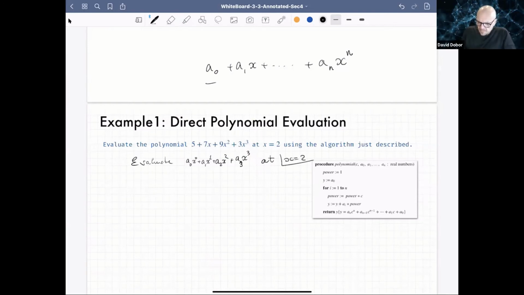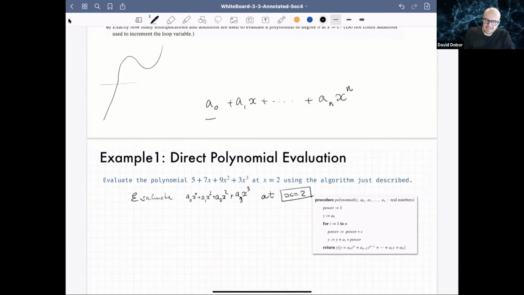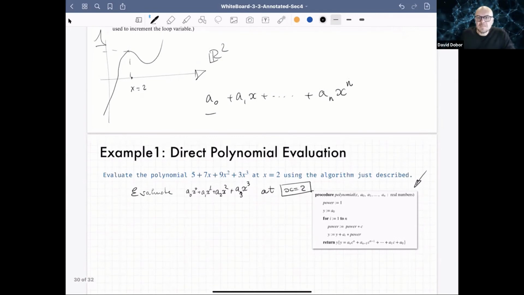Okay, 2. If you like seeing these in pictures, a 3rd degree polynomial will look something like that on the R2 plane. And the question is, here's x equals 2. What is the value of this polynomial at x equals 2? How do you write a computer program that computes the value of this polynomial at that point x equals 2? Here's a computer program that does it. We'll run this through this particular example to make sure the pseudocode makes sense. And then I'll ask you what's the runtime of it.